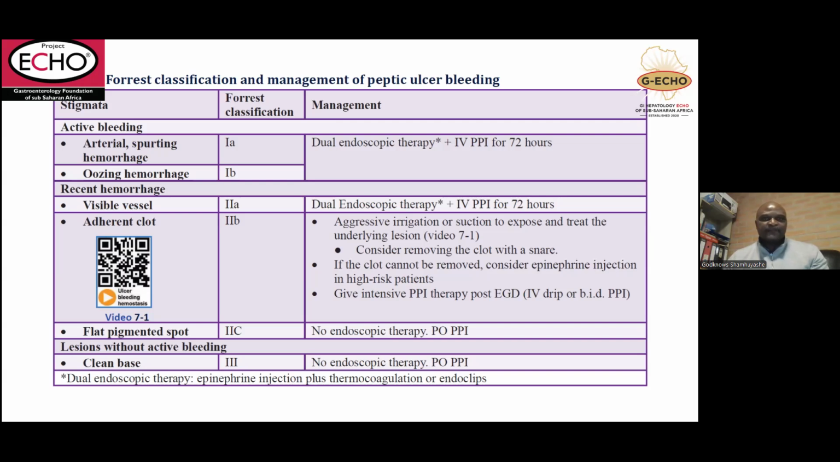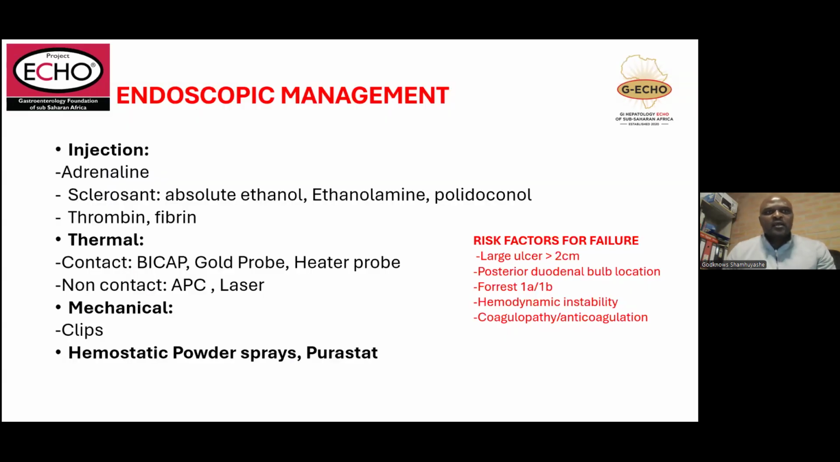So with the flat pigmented spot, that's your 2C, and the clean base ulcer, that's Forrest 3, usually there is no endoscopic modality which you can use. PPIs are the modality of therapy which you can give these patients. So these are the endoscopic managements which you can use.